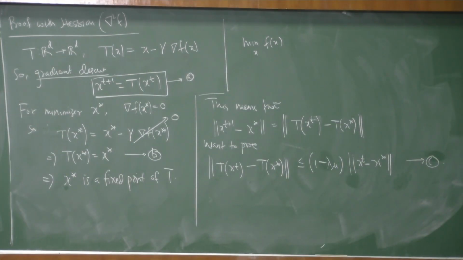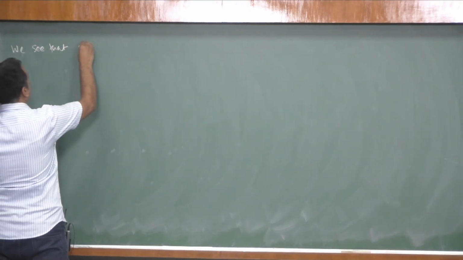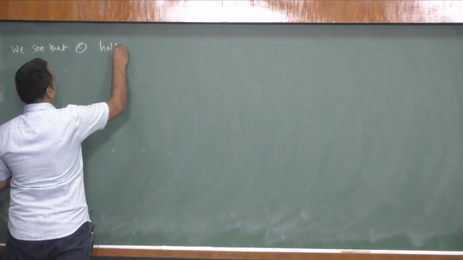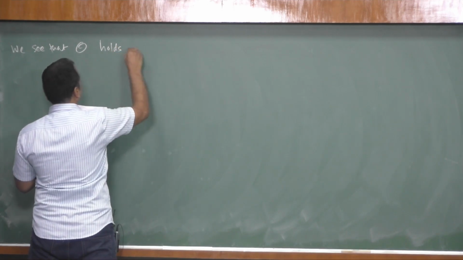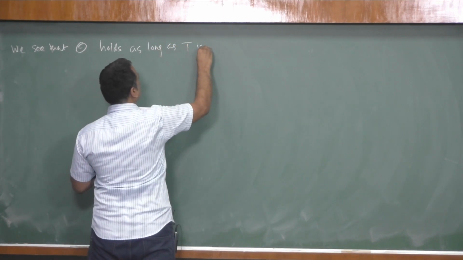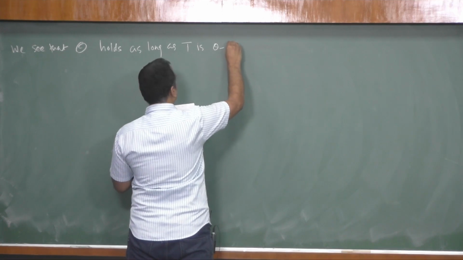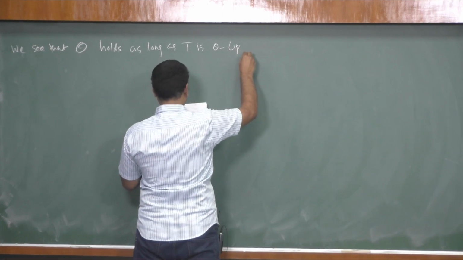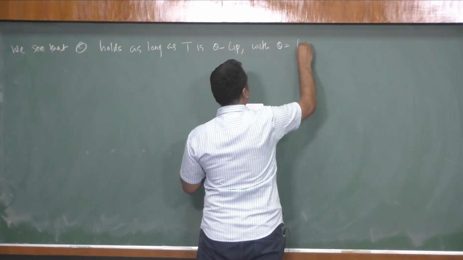So we see that C holds as long as t is theta Lipschitz, let us say that constant is theta. Okay, so theta Lipschitz with theta being equal to 1 minus lambda mu.